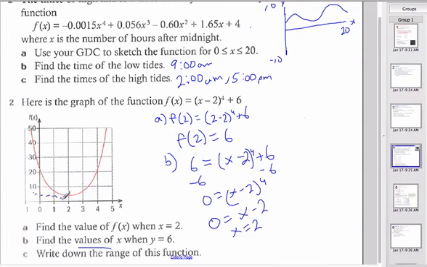Okay, write down the range of this function. You can see the lowest value, it almost looks like a parabola, but it's not quite, it's a little bit wider. The lowest value is y equals 6. So the range is going to be y is a real number such that y is greater than or equal to 6.